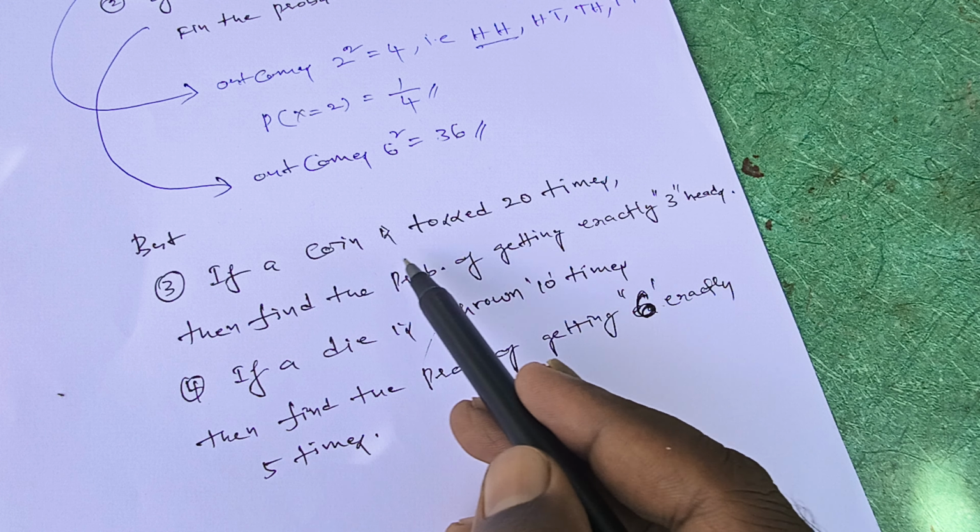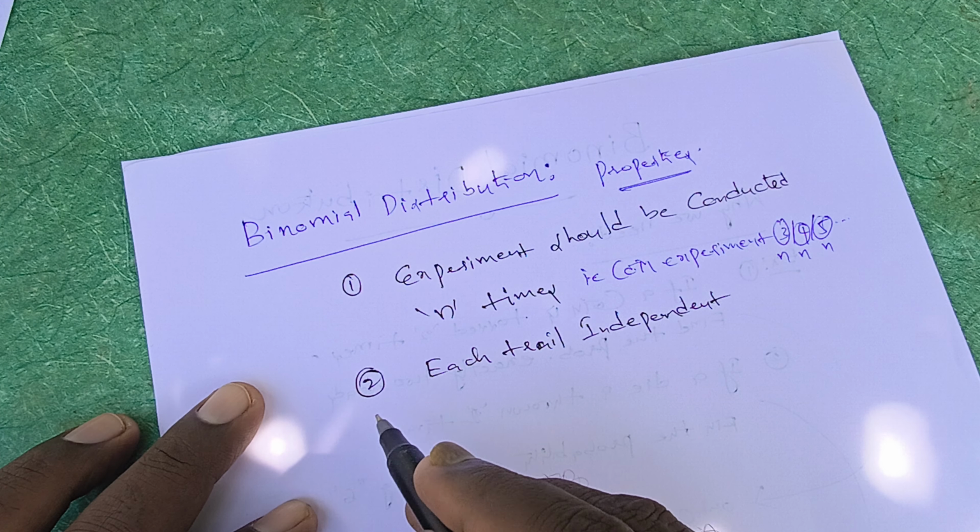What are the properties of binomial distribution? Let us know. The first property is the experiment should be conducted in n trials. So suppose a coin experiment can be conducted 3 times or 4 times or 5 times like this. Here 3 or 4 or 5 is equal to n. And the second property is each trial should be independent.